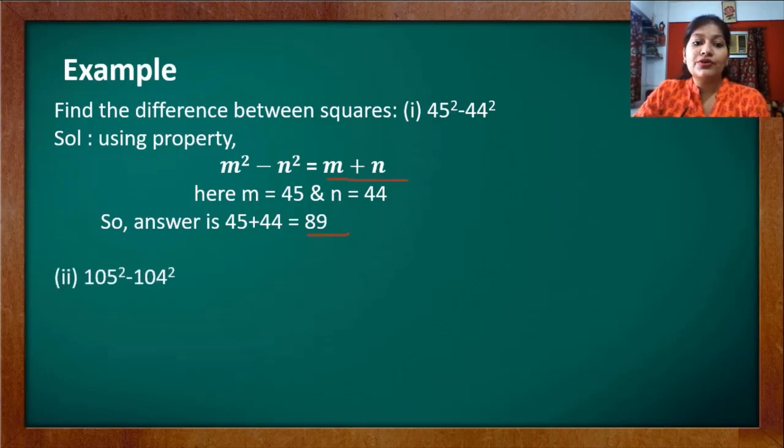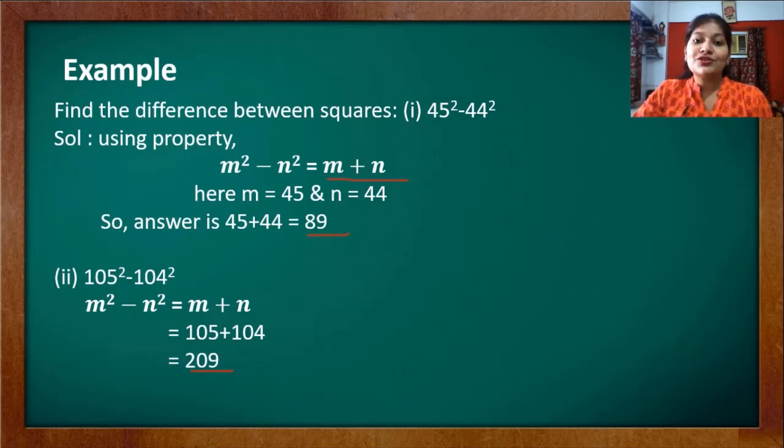Again, one more example: 105 square minus 104 square. So children, think, if you don't use the property, the sum is going to be time consuming. Now m is 105 and n is 104. Just put them here and the difference you will get is 209.